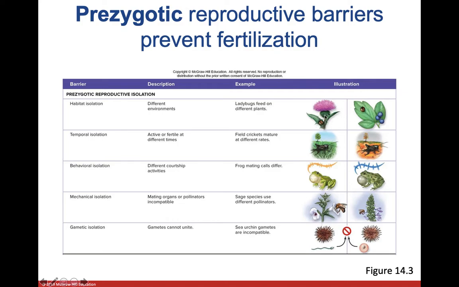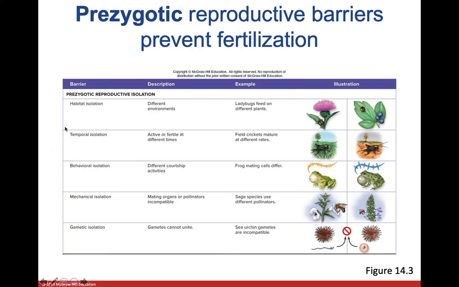Now, in theory, they might be able to reproduce and form fertile offspring, but they will never interact with one another. They will never eat on the same plant. They will never talk to one another, so they will never produce fertile offspring because they don't see each other. So that's habitat isolation. This is how two species maintain separate species because they just don't come in contact with one another.